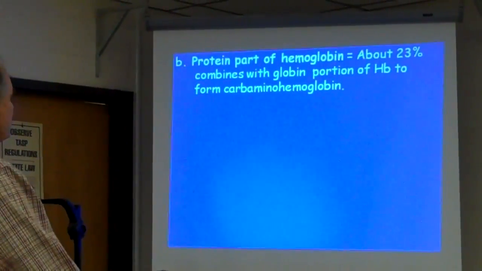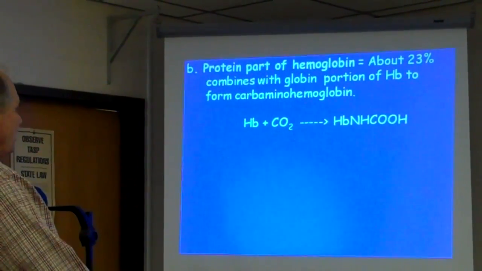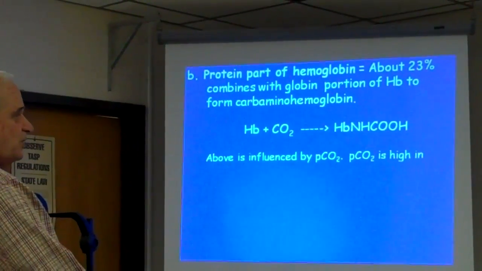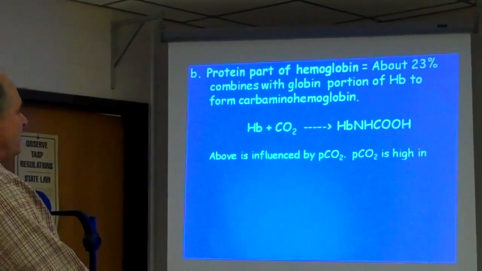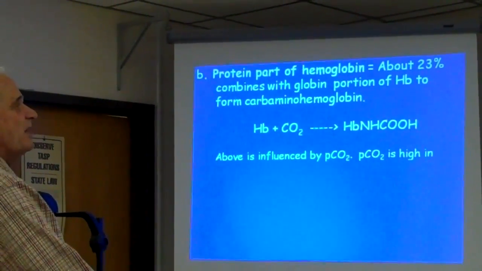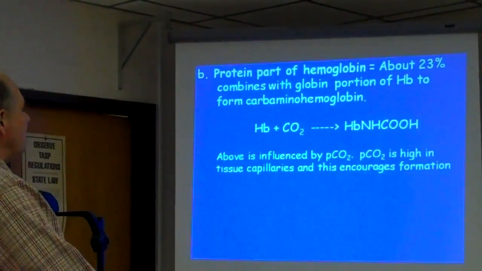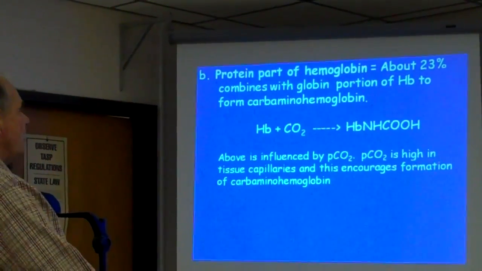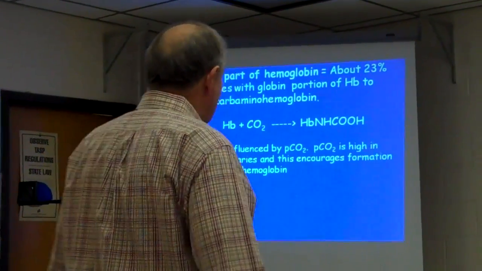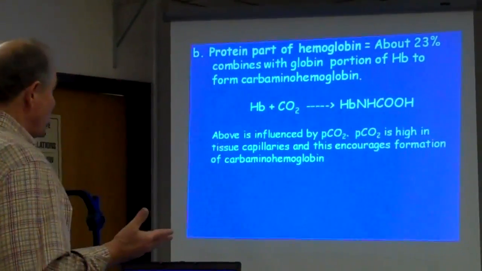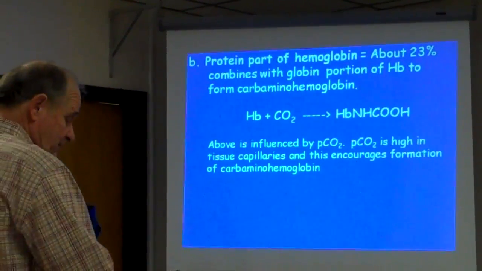And then the majority of it, this is the question. So there's carboxyhemoglobin right there, Hb plus CO2. That's carboxyhemoglobin is what that's called. And the above is influenced, that just tells you some fluff there, influenced by the PCO2 for the hemoglobin attachment. PCO2 is high in the tissue capillaries. This encourages the carbamino hemoglobin, as I said, carboxy or carbamino hemoglobin, at the tissue level. You won't have to recognize that at all, but there that is.